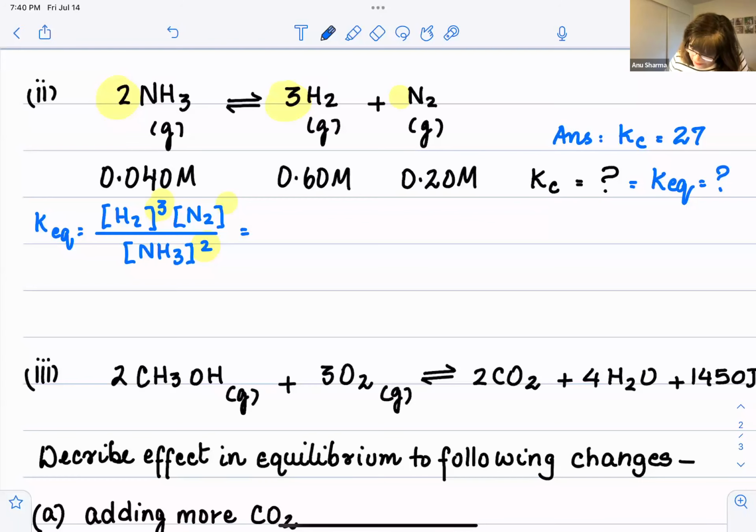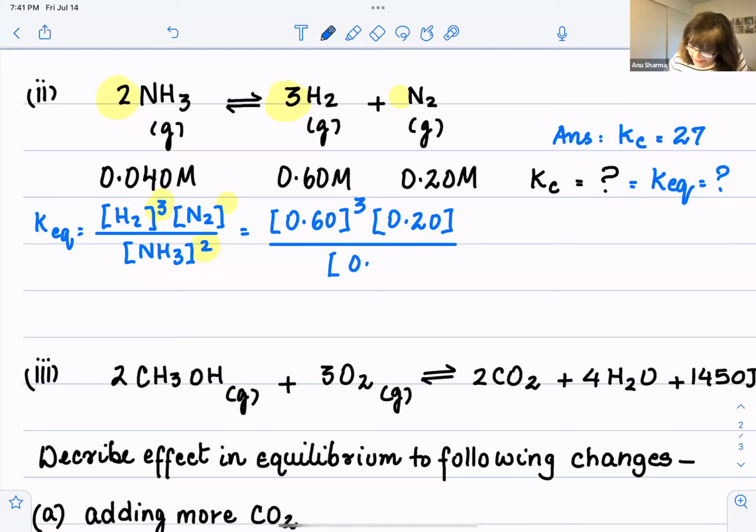So just plug in the numbers here. Hydrogen is 0.60 raised to the power 3, multiply by, for nitrogen, 0.20. Okay, and all of this is over NH3. NH3 is 0.040 raised to the power 2. So here you have 0.60 times 0.60 times 0.60, and this number is equal to 0.216.